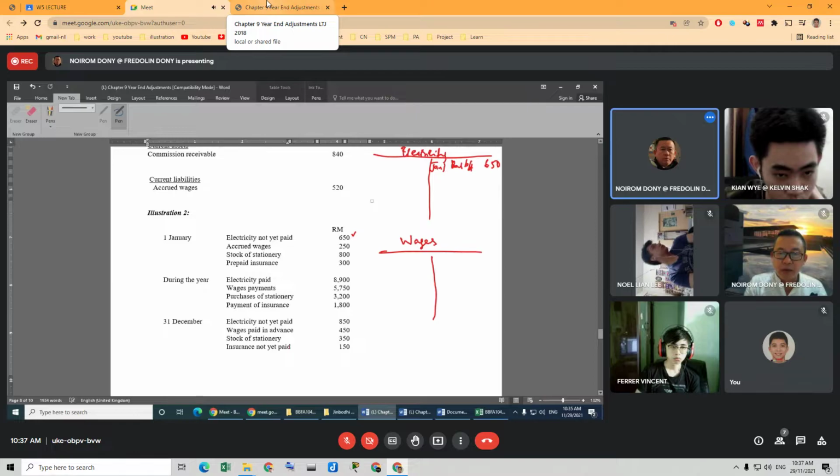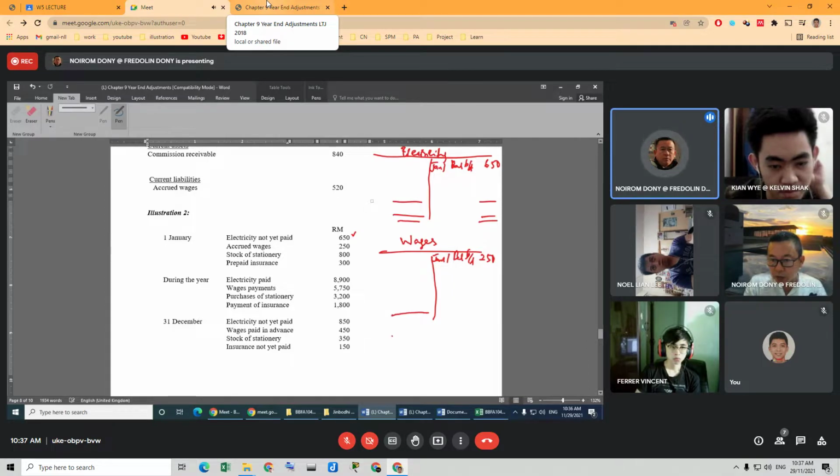And wages, accrued wages, same thing. Because of the word accrued wages, so it's liability. So I put credit balance also, January the 1st. So balance brought down 250. And then I take the closing balance. So closing balance, first thing I need to draw the closing, the total line must be in the same row. So single line on top, and then underneath double line.